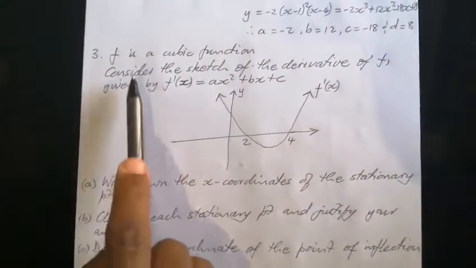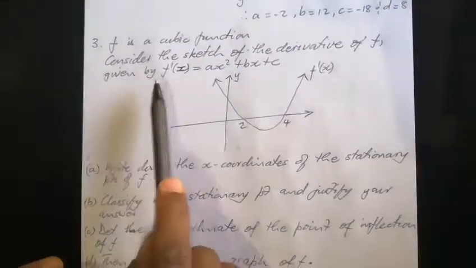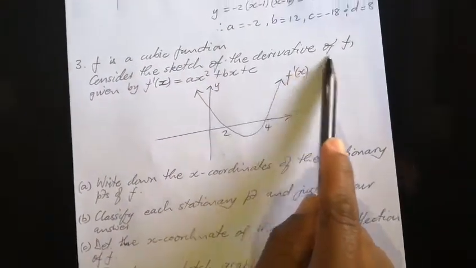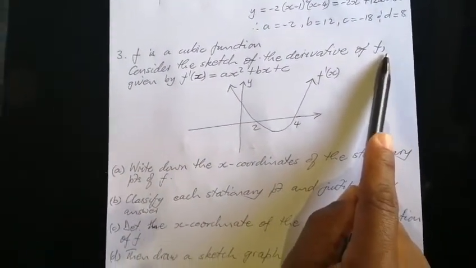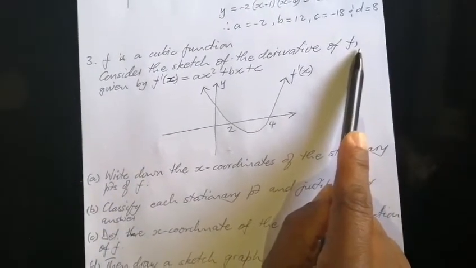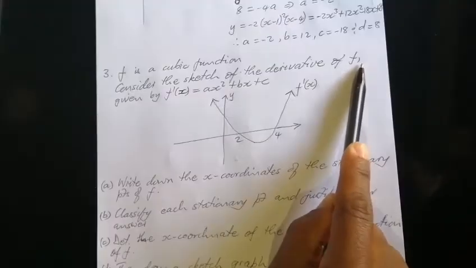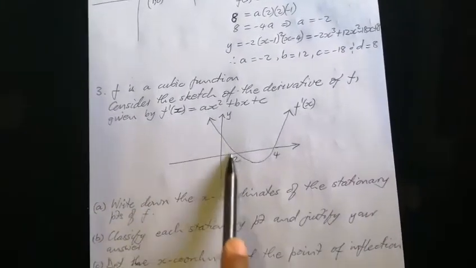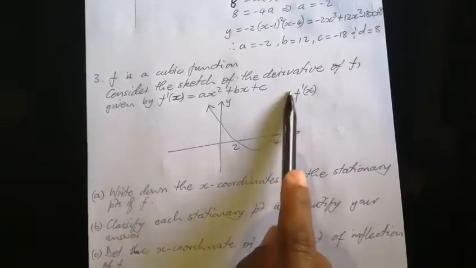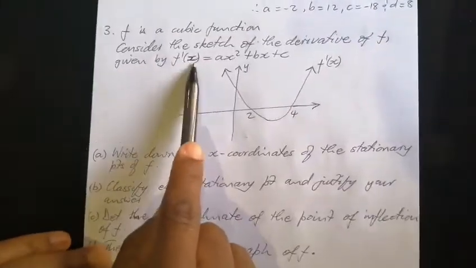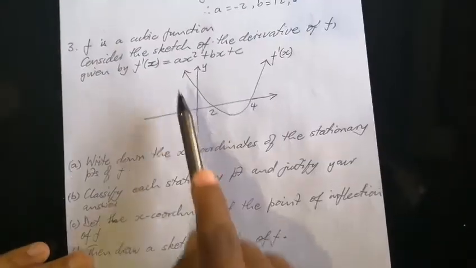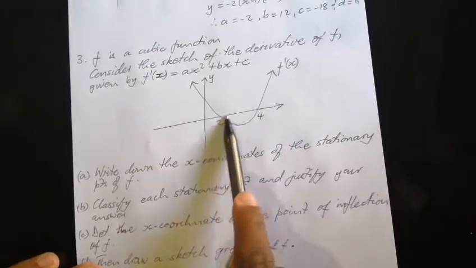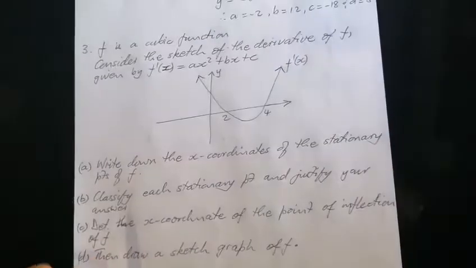Now, question number 3. F is a cubic function. Consider the sketch of the derivative of f. Remember, the derivative of f gives us a quadratic function. Because it's a cubic function, its derivative gives us a quadratic function. So that is why we have a parabola here. Very, very important. Given by f dash of x is equal to ax squared plus bx plus c. This is our f dash of x.